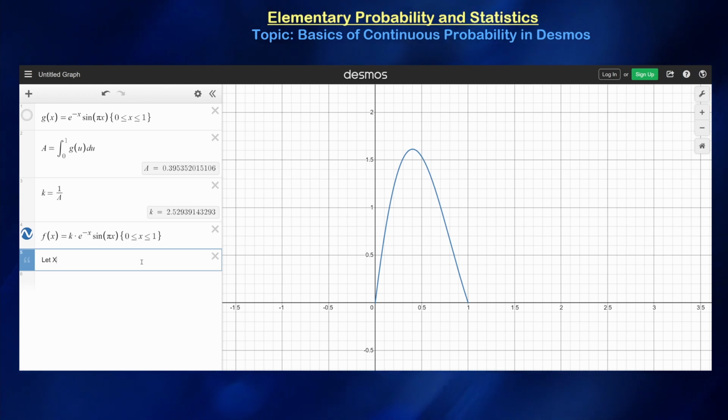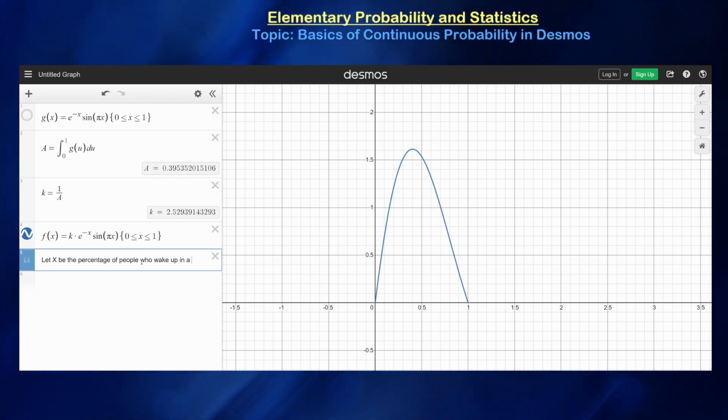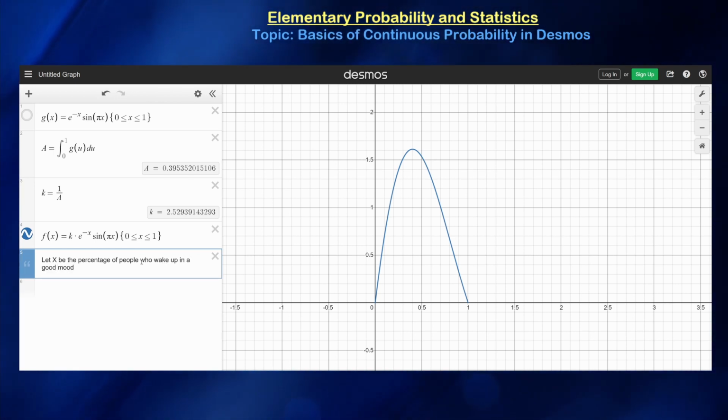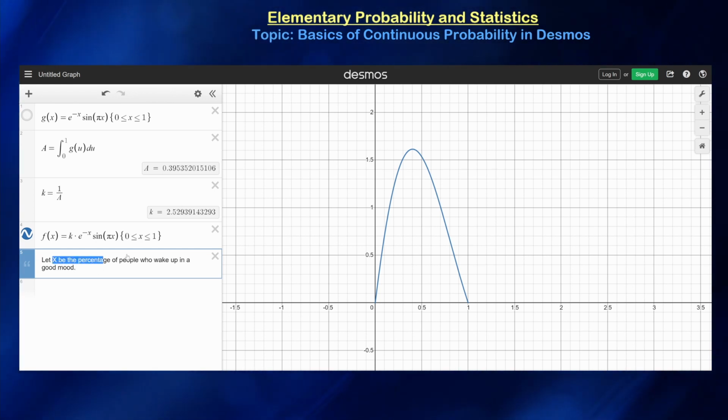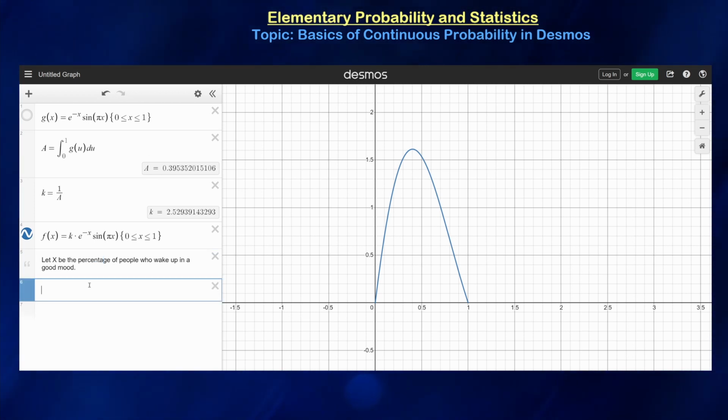So let's let x be the percentage of people who wake up in a good mood, right? So how can I make x a percentage here? Because notice that my domain is 0 to 1, so percentages typically are between 0 and 1. So any variable that's continuous defined on 0 to 1 could possibly be a percentage, or you could possibly model percentages with distributions whose domain is 0 to 1.